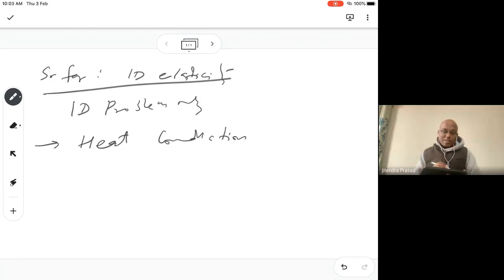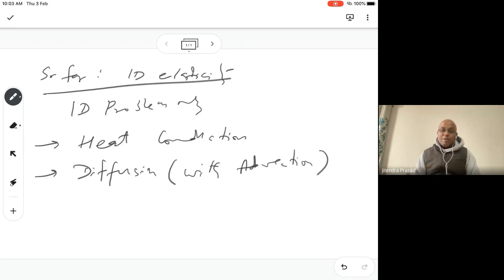Okay, so we have a heat conduction problem, diffusion problem. Diffusion will have different kinds of terms. It may have the diffusion with advection as well. So we will look at the equations, what kind of equation we get out of them.